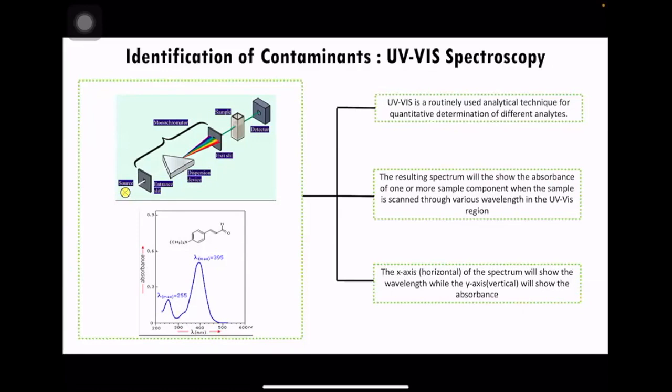So we can see in the spectrum a very obvious and high peak at the wavelength of 395 nanometers. So there we can identify what is the compound that is present at that particular wavelength. If the compound is present, it is going to show us an absorbance.